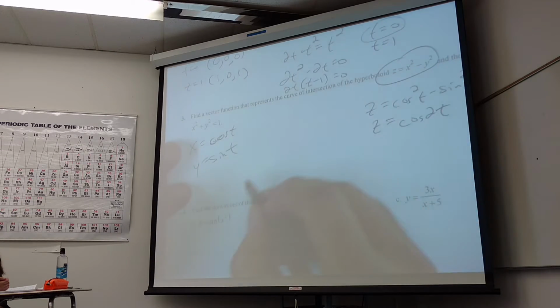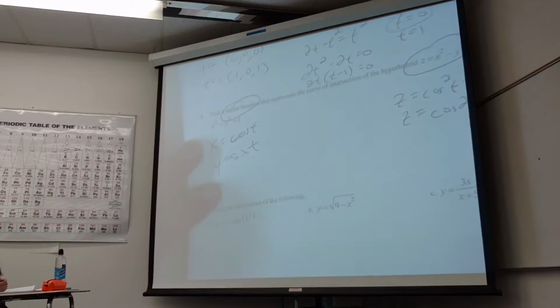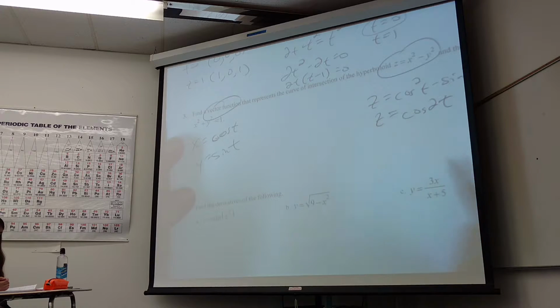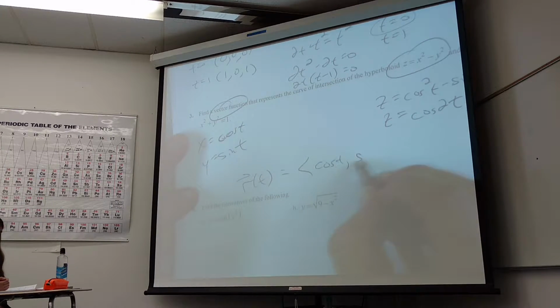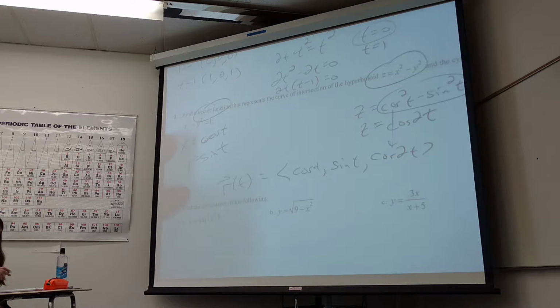Okay, so then let's put it together. I want a vector function, so don't just circle these. Give me a vector function. So r of t equals cosine t, sine t, and either cosine squared minus sine squared, or cosine 2t. If you stop there and put that in there, you're fine.